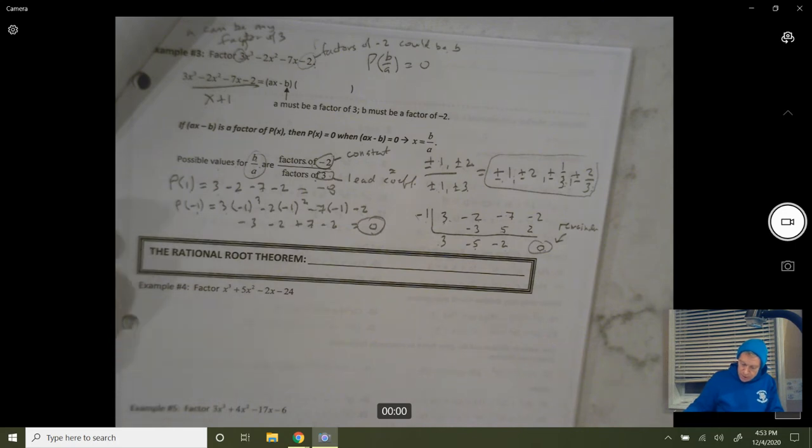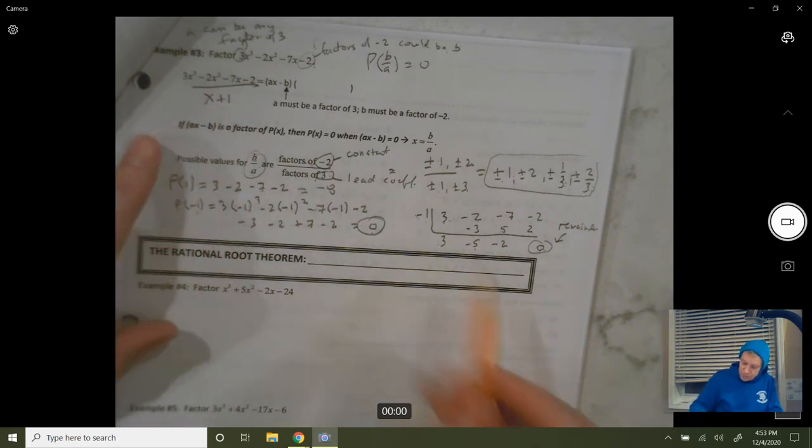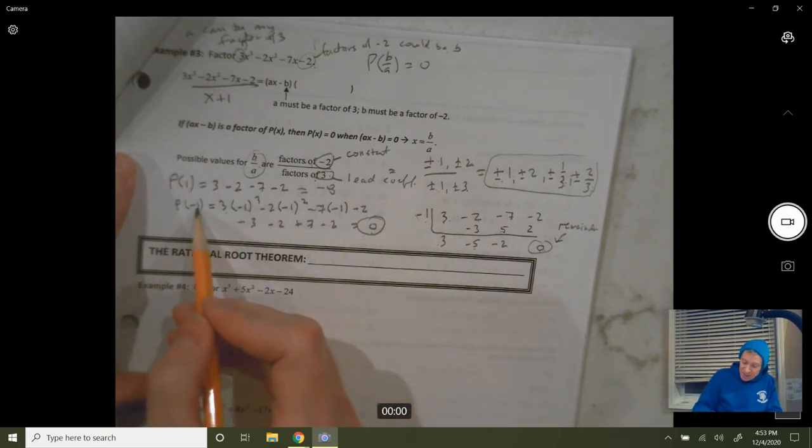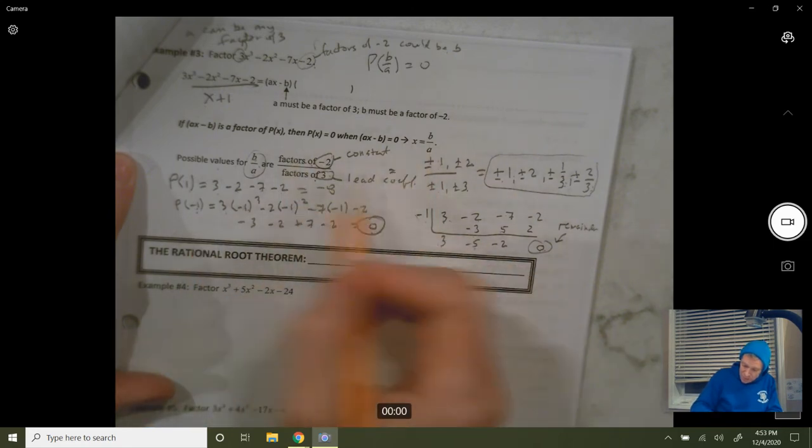And so factoring this thing, in this one, our b over a was just negative 1 over 1. Negative 1 over 1.